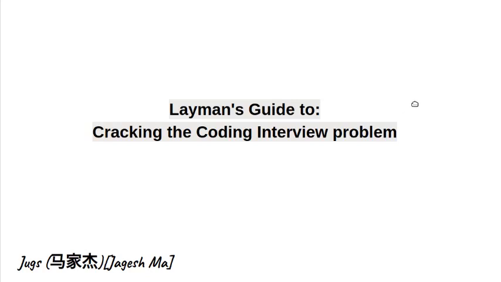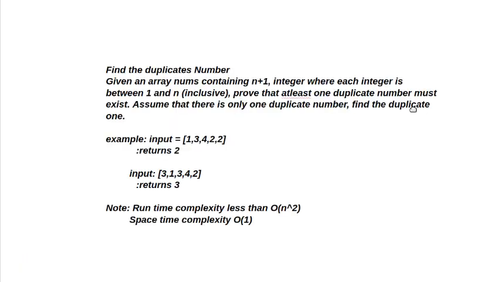It was asked on LeetCode, and it was also asked at Facebook and Microsoft. So let's begin. Here's the question: find the duplicates, but with conditions. The runtime should be less than O(n^2), and the space should be just O(1). That means we don't use any extra space. You can use some temporary variables, but nothing big.